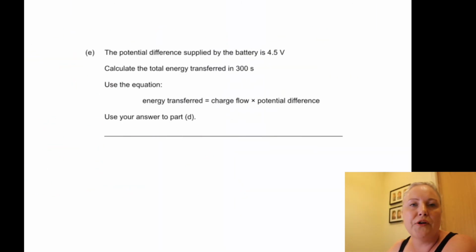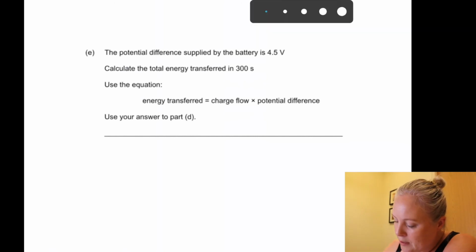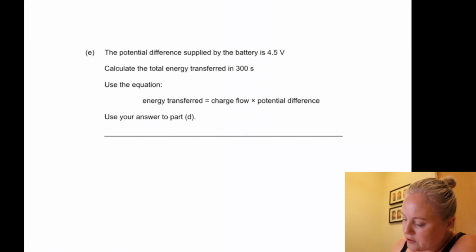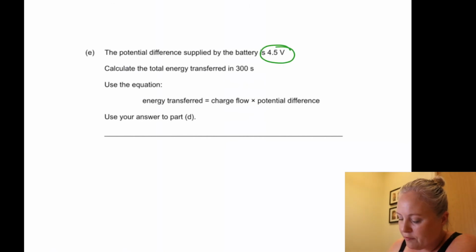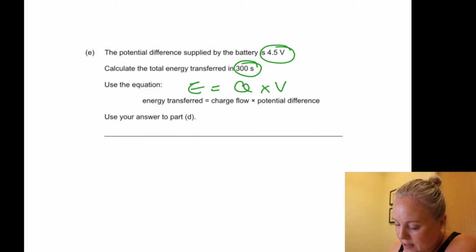Same thing. Read the question carefully, highlight the key elements in it, work out what we need to do, break it down. So let's have a look. The potential difference supplied by the battery is 4.5 volts. Calculate the total energy transferred in 300 seconds. We've been given the equation again. Energy equals charge flow times potential difference. So we know that E equals Q times V.